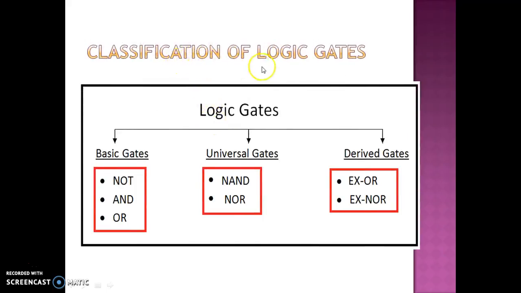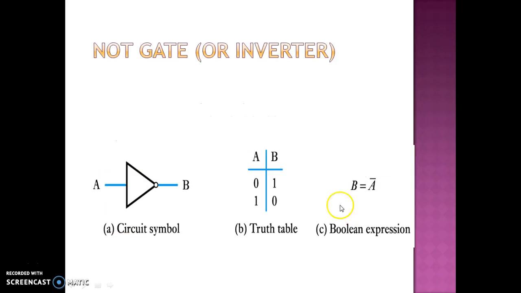First we see classification of logic gates. Logic gates are classified into three types. One is basic gates, universal gates, and the third one is derived gates. Basic gates are NOT, AND, OR. Universal gates are NAND, NOR. Derived gates are XOR, XNOR.